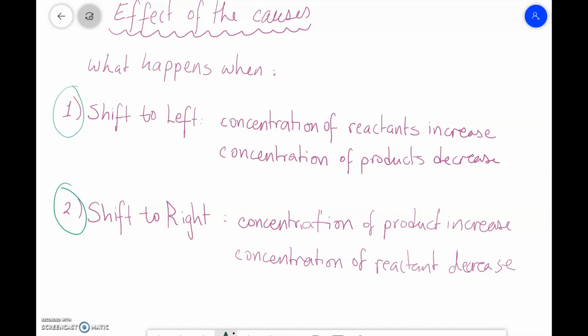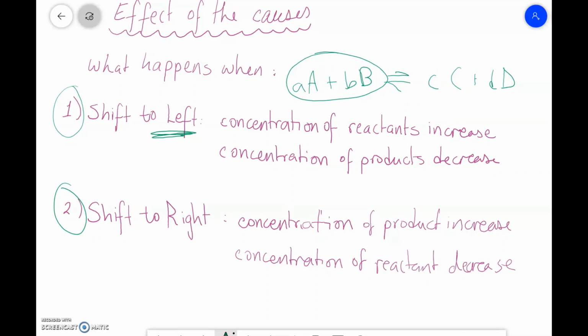The effect of an equilibrium shifting towards the left is the concentrations of the reactants will increase, because remember, reactants are towards the left side of our system. So whenever we are shifting to the left, we are increasing the concentration of our reactants, the left side, and the concentration of our products is decreasing.